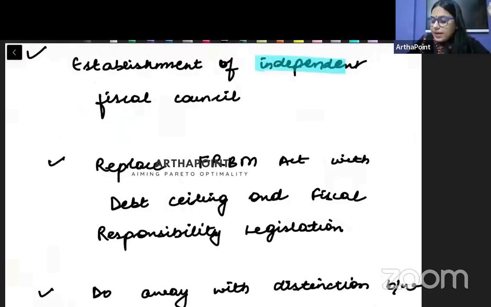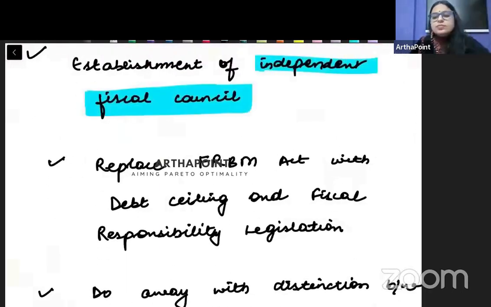Establishment of independent fiscal council. अब क्या काम होगा इस fiscal council का? The role of the fiscal council is to ensure that you maintain the appropriate fiscal balance. ऐसा ना हो कि आप सही से खर्चे ना करके बहुत ज्यादा खर्चे कर दो. You have to maintain appropriate fiscal balance. That will be the role of your fiscal council.